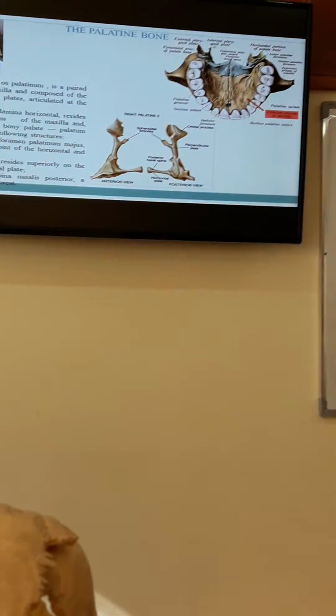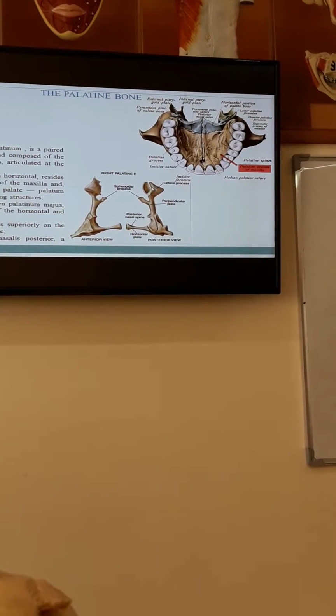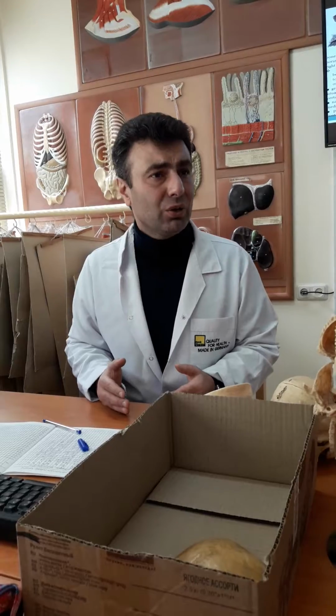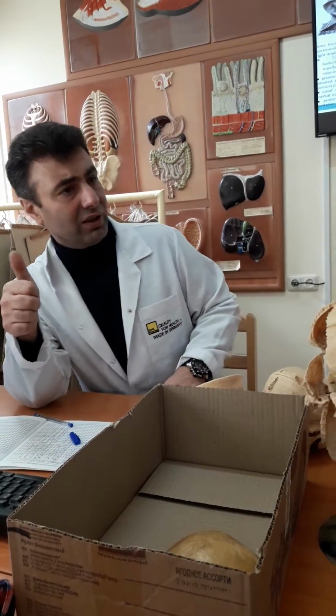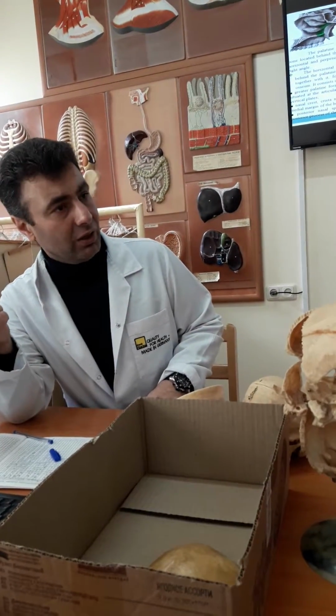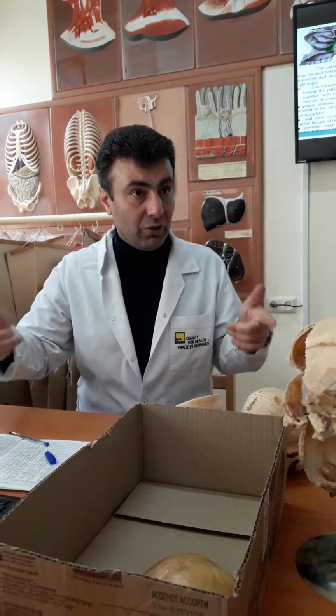Now look here please. Inside this orbital process, you can see the air cell. Let's say this is the sinus of the palatine bone. The palatine bone is also a bone which contains an air cell, which is a sinus. Now we can make a conclusion. Now we know all the bones with sinuses: the frontal bone, the ethmoidal bone, the maxilla, and the palatine bone. All these, and of course the sphenoid one.